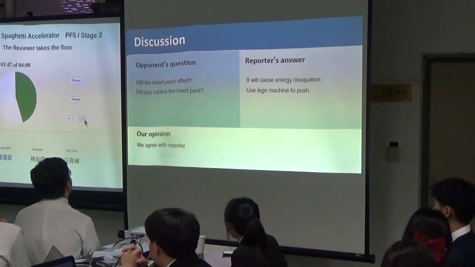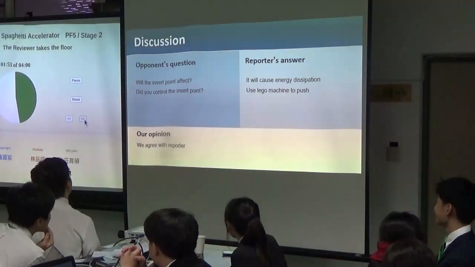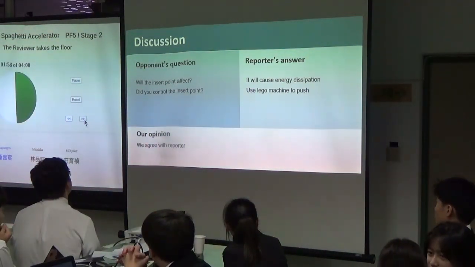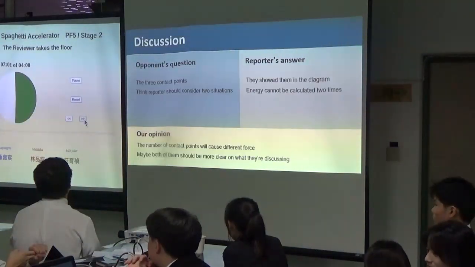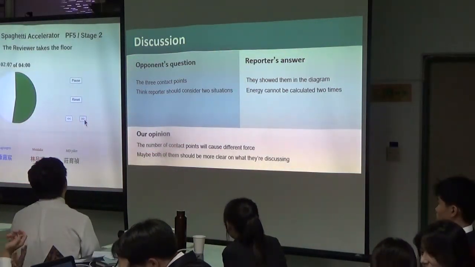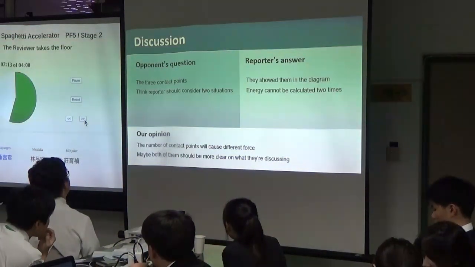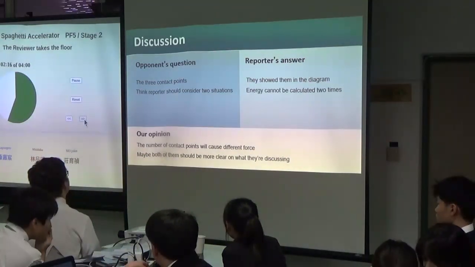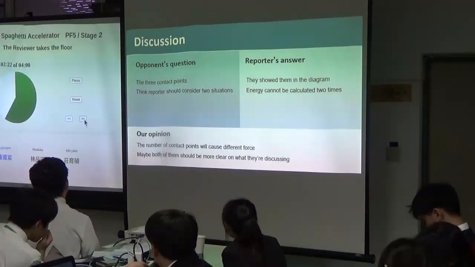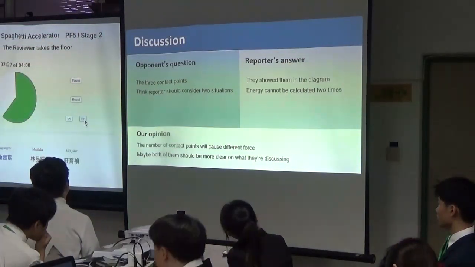The opponent asks: will the insert point affect the result, and did you control the insert point? The reporter answered that it will cause energy dissipation, and they use a Lego machine to push, and we agree with the reporter. Next, the opponent asked whether there are 3 contact points, and they think the reporter should consider 2 situations. The reporter answered that they show them in the diagram, and energy cannot be calculated 2 times. Our opinion is that the number of contact points will also cause different force, and maybe both of them should be more clear on what they are discussing.